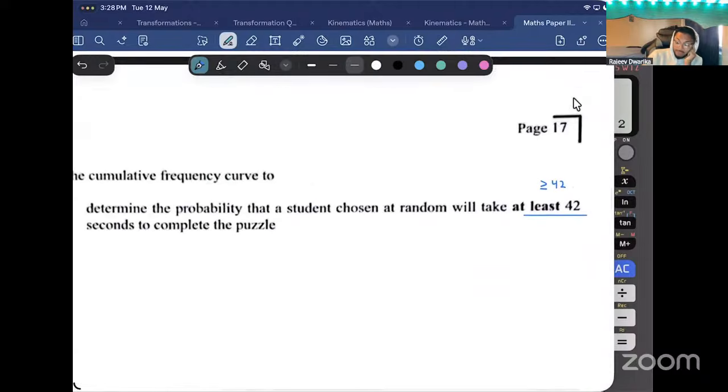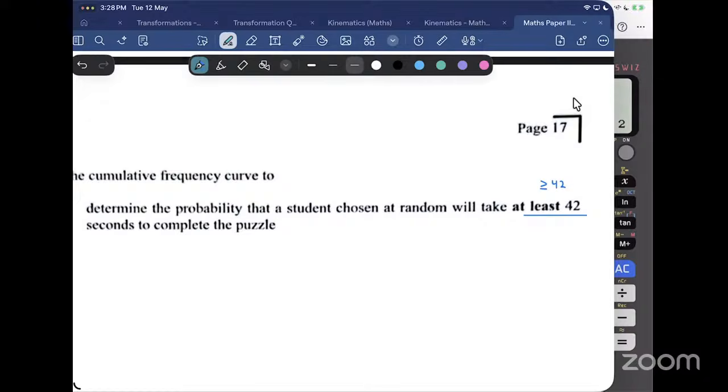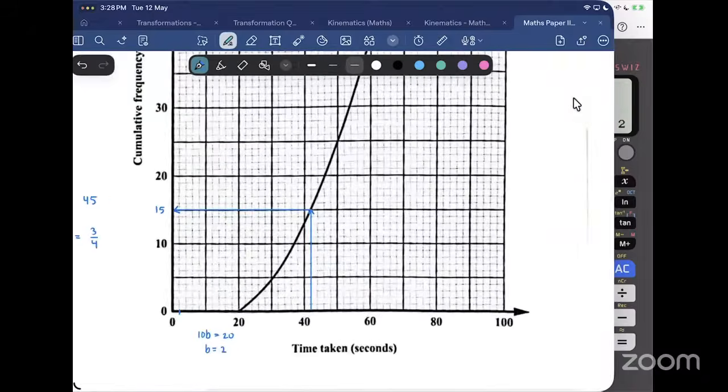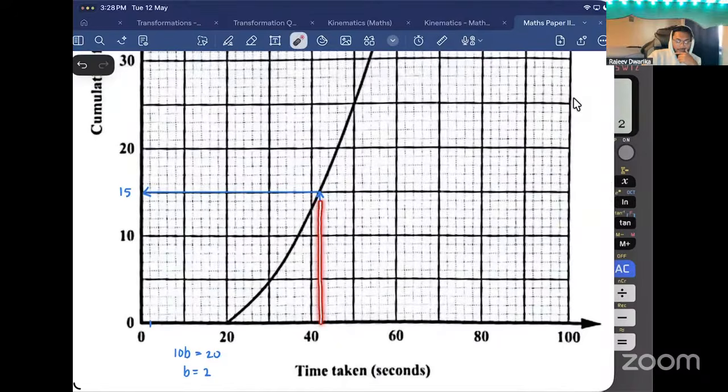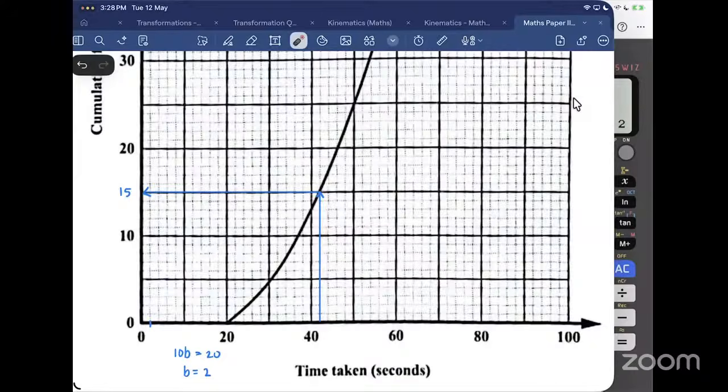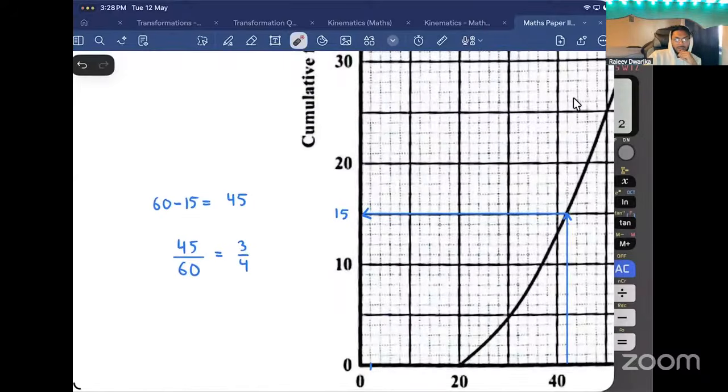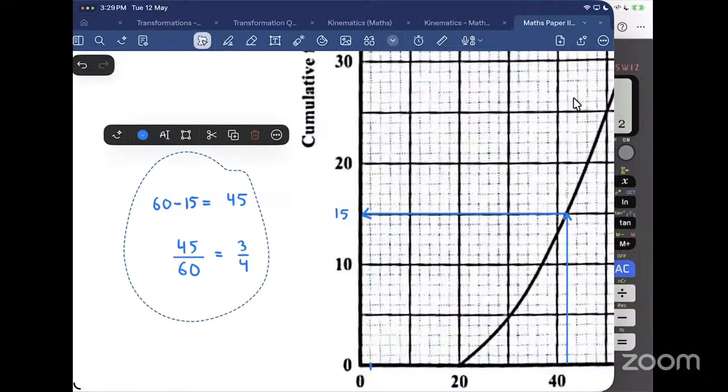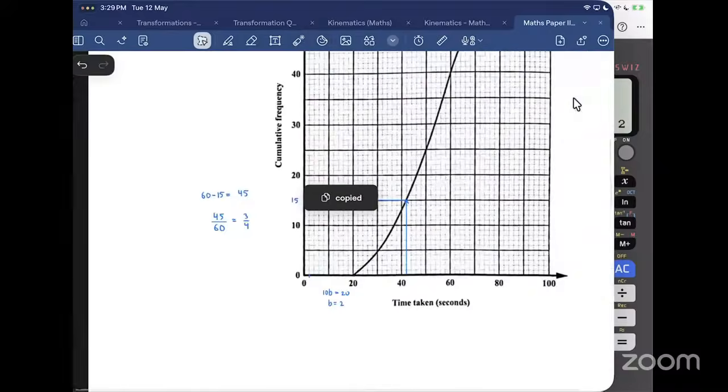Determine the probability that a student chosen at random will take at least 42 seconds. If it's at least 42 seconds, what do I mean? More than or equal to, because they said at least. They never said more or less. Exactly. So this over here would be the students that take 42 seconds or less. So to find the other students, I would say 60 minus 15. I will get 45 when I say 45 over 60, just 3/4. So as soon as you say 60 minus 15, I know I get this whole thing wrong.